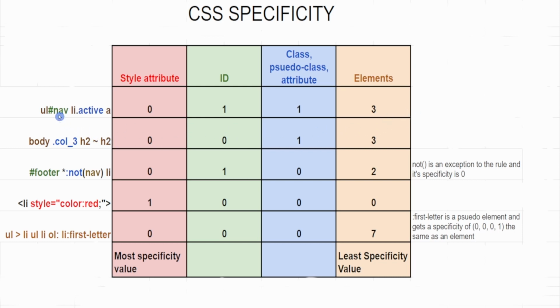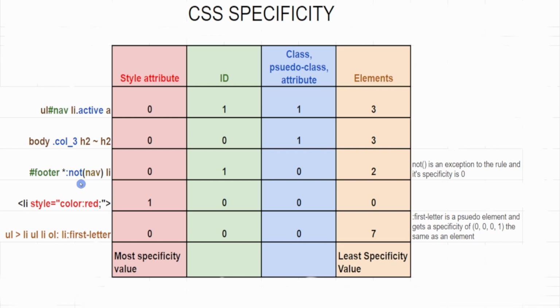have an ID, one ID and one pseudo class, so you've got 1, 1, 3. Here body, then dot col class, and then another 2 elements, so you've got 3 elements and 1 class, so it's 1, 3, 3. And then this one is one ID, and then it has a not pseudo class.